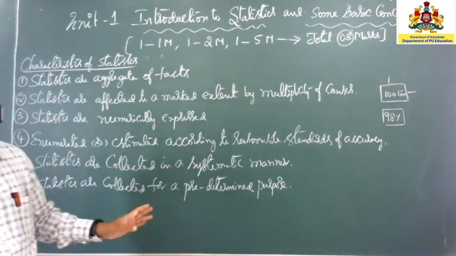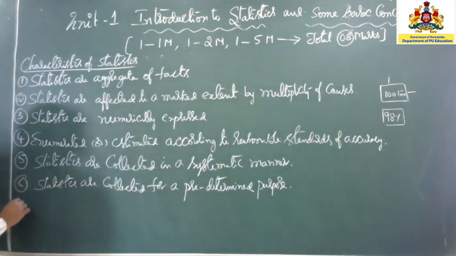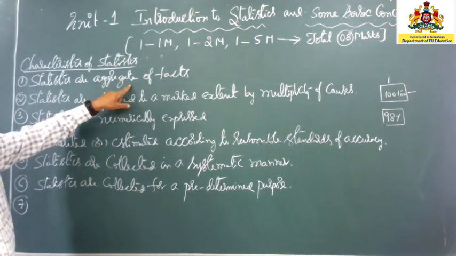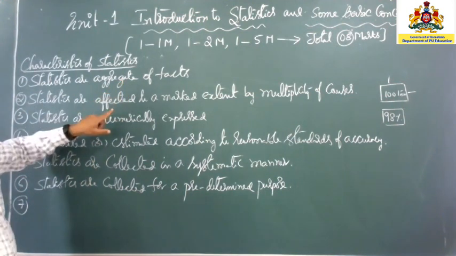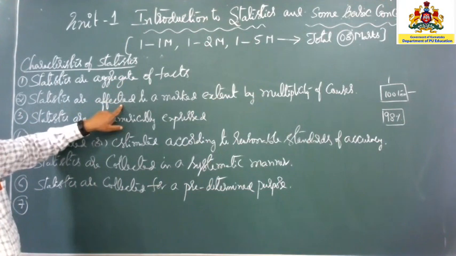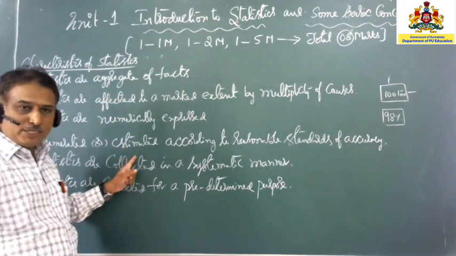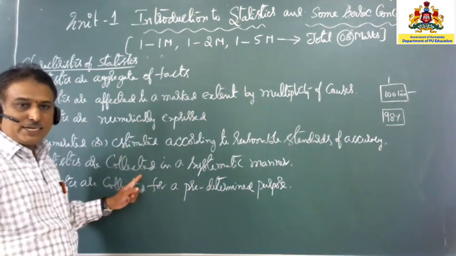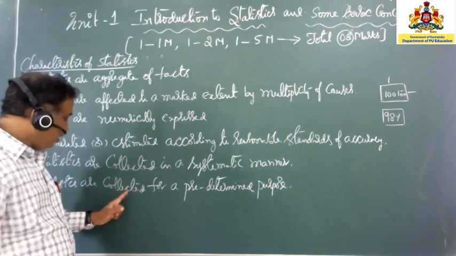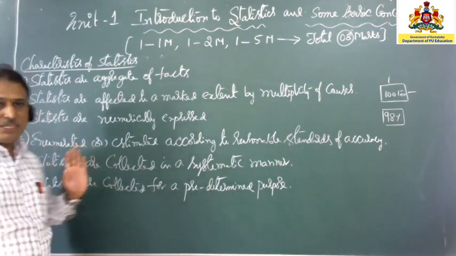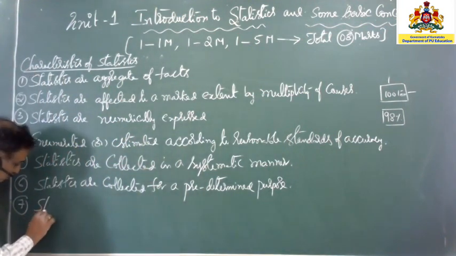Next, the last step, that is the seventh step. I will repeat the definition. Statistics is aggregate of facts affected by a marked action by multiplicity of causes, numerically expressed, enumerated or estimated according to reasonable standards of accuracy, collected in a systematic manner for a predetermined purpose and placed in relation to each other.